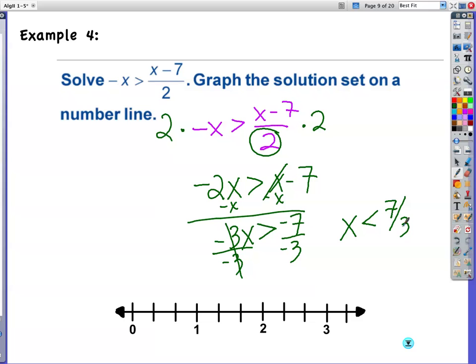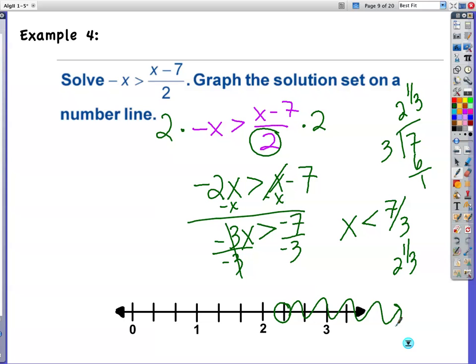So 7/3 is actually the same as 2 1/3. Okay, and if you want to remember how to do that, you either use a calculator or 2 times 3 is 6. I got 1 left over. It's like a remainder of 1, 1/3. All right, 2 1/3 is right here on the number line. Open circle because I am not including it in the boundary, and I am saying it's greater than this.